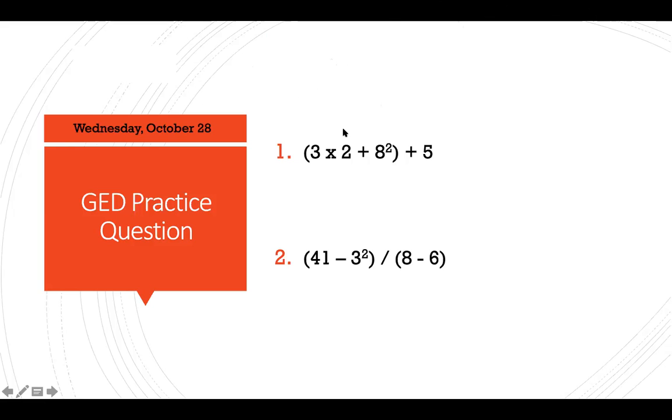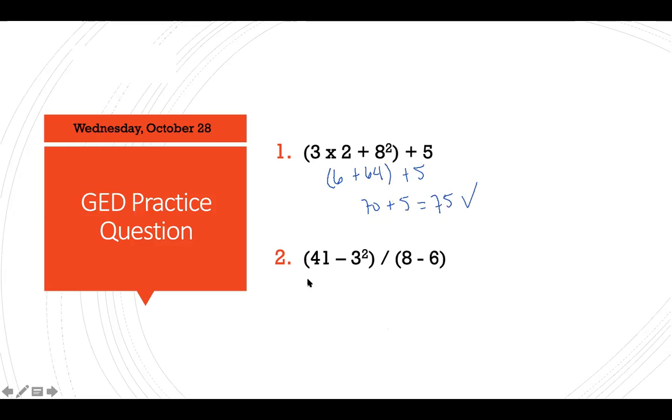Okay, let's go over these answers. I see that you all got number one correct. It's very good. 3 times 2 gives me 6, right? Plus 64, because 8 squared is 64. Plus 5. 6 plus 64 is 70, plus 5 is 75. So good work there.